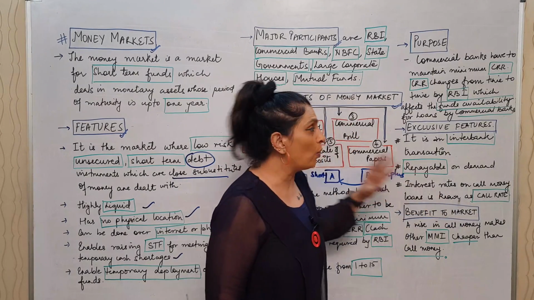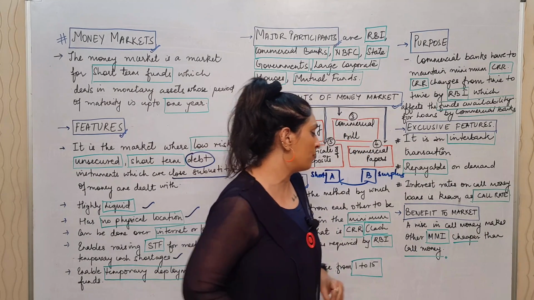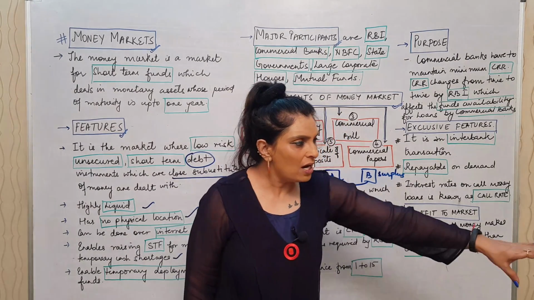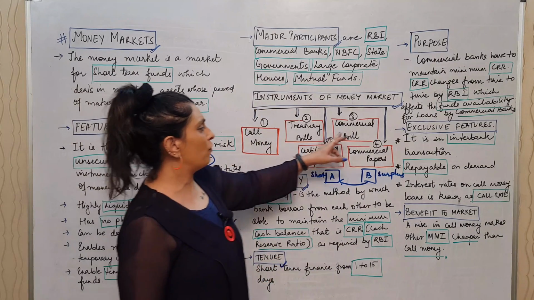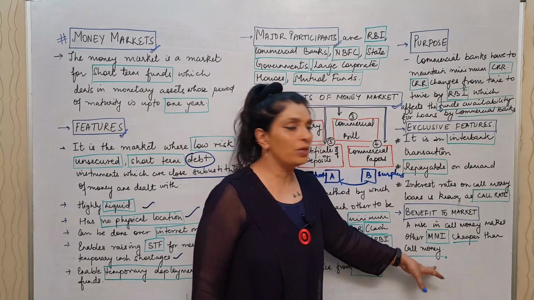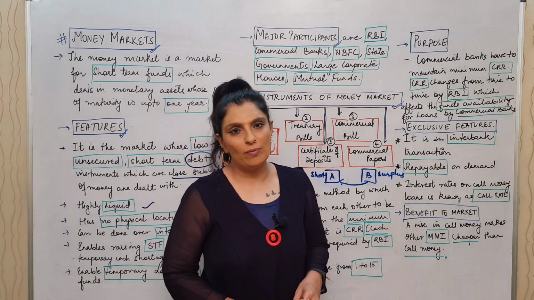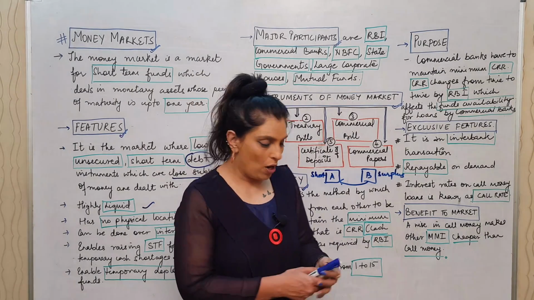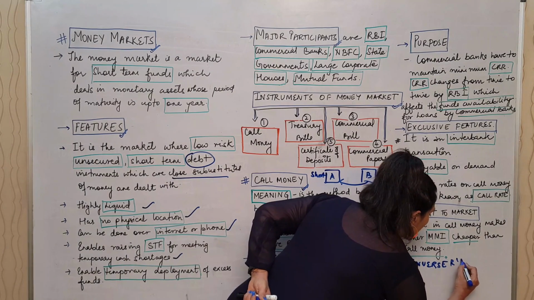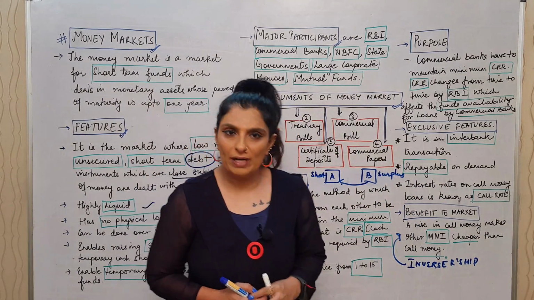Then next is the benefit to the market. What is the benefit of call money to the market? A rise in the call money market makes other money market instruments cheaper. The moment there is a rise in call money, whatever the other money market instruments are, like treasury bills, certificates of deposit, commercial bills, commercial papers, they become comparatively cheaper, more reasonable. So this is the benefit to the market, and this is what is called an inverse relationship between call money and the other money market instruments. So I can always write here, it is the inverse relationship. I hope the call money part is clear to you.